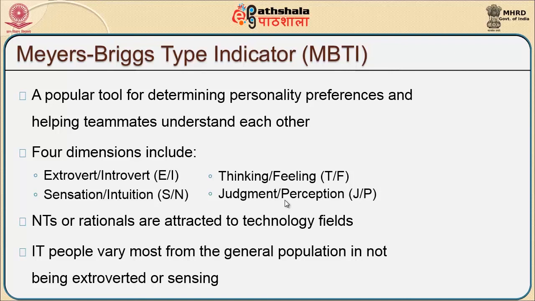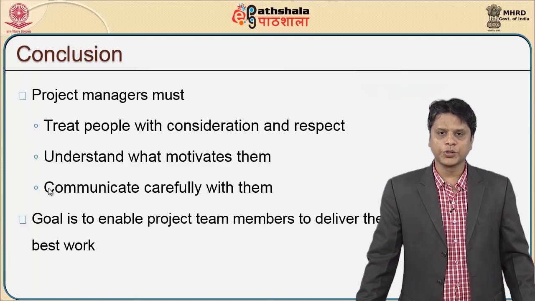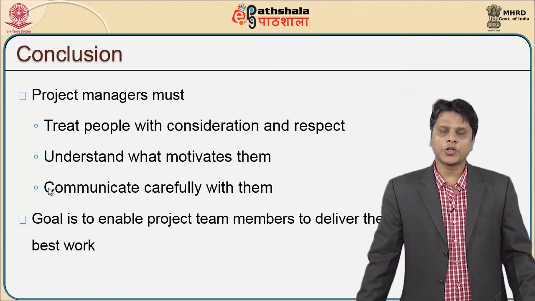This has 4 dimensions: whether to identify a person as an extrovert or an introvert, what kind of sensation or intuition he has, whether he has a capability of thinking or feeling, and whether he has a capability of judgment or he just perceives it. Rationals are attracted to technology fields, whereas IT people vary most from the general population in not being extroverted or sensing professionals.